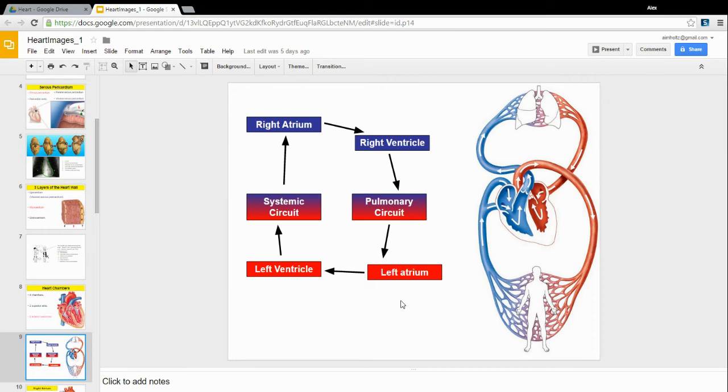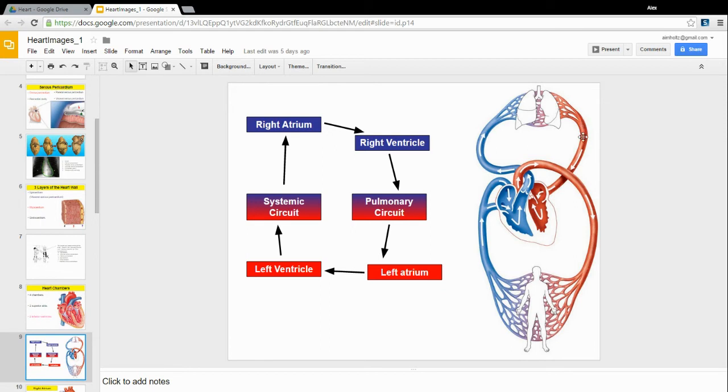Basic flow. Suppose we start in the systemic circuit. Systemic means of the body. So we have a lot of blood going through the tissues and organs of all the body. That blood, as it goes through the tissues and organs of all the body, gets deoxygenated. And it comes back to the right atrium. From the right atrium, we pass down to the right ventricle. The right ventricle then pumps blood to the lungs. In other words, it pumps through the pulmonary circuit. Pulmonary circuit is where we pick up oxygen, get rid of CO2.